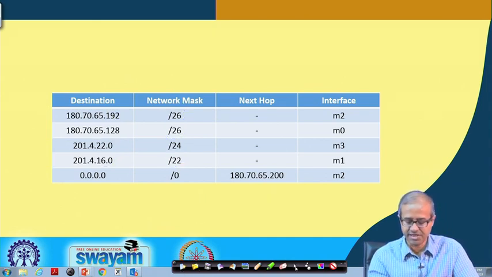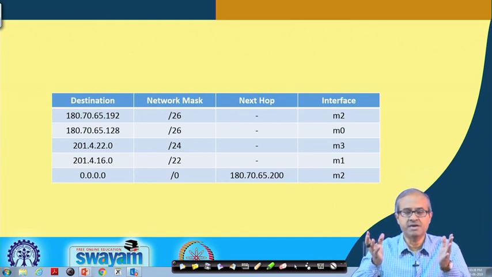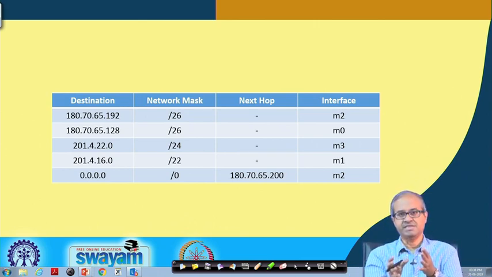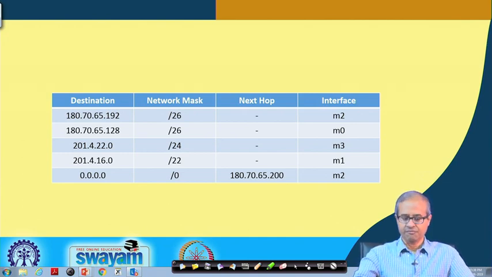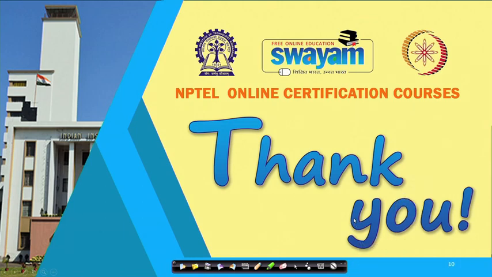So, actually in this way, if I give you a networking scenario or a routing table, you will be able to calculate and decide how the packets are getting forwarded. If I give you a destination address, you will be able to tell how the matching is taking place in the routing table and how the packets will get forwarded. So, with this I come to the end of this lecture.